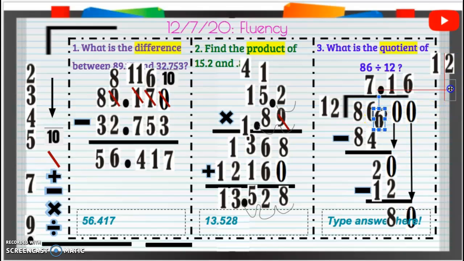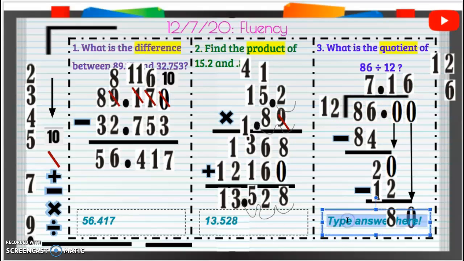All right, so 6 times 2 is 12. So we'll carry that 1, drop that 2 here. 6 times 1 is 6, plus 1 is 7. So it'll be 72. So that is less than 80. So 86 divided by 12 is going to be 7 and 16 hundredths.